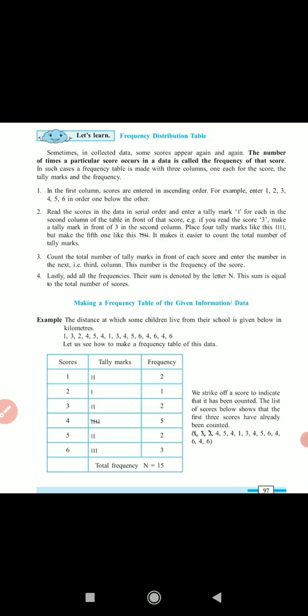So in the last video we saw about the average. Now, what is a frequency table, how do you make it, what is a tally mark, and what is frequency? That is what we are going to see today. What does that mean? First I will explain.